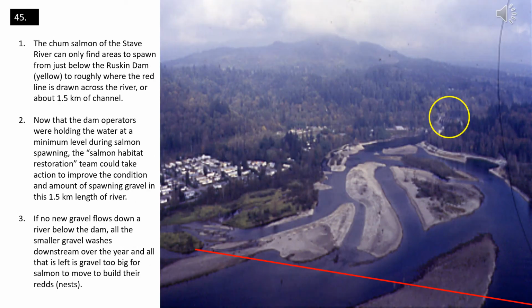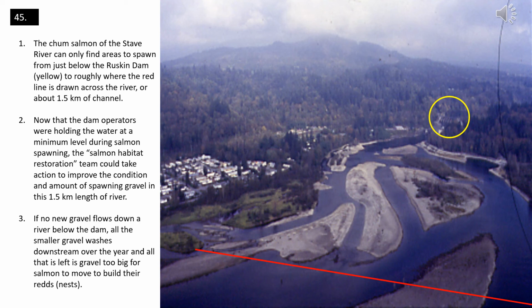Okay, this is an aerial view of the spawnable reach of the Stave River. The yellow circle is the Ruskin Dam. So that's the end of the line, and the red line is roughly as far downstream as chum salmon spawn. The gravel quality declines. It gets quite fine and silty and sandy. And also the effect of the Fraser tide means it doesn't really flow as much of the day needed to keep that oxygen moving past the redds. So effectively, it's just that one little reach of the stream where all the chum salmon have to spawn.